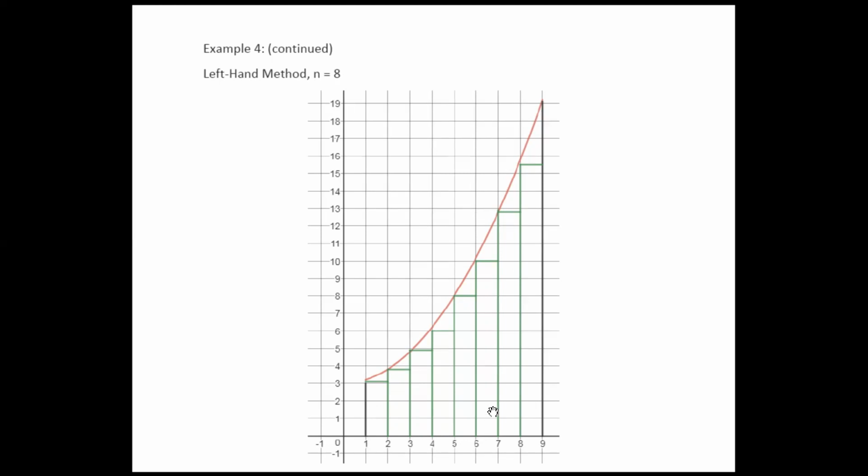Now you might say, is the left-hand method always an underestimate? And the answer is no. It is in this case because this is a function that has a positive slope the whole way. In other words, strictly increasing. And that's the only reason that this is an underestimate. I don't want to say more about that other than the fact that the left-hand method is not always an underestimate, but it is for this particular situation.